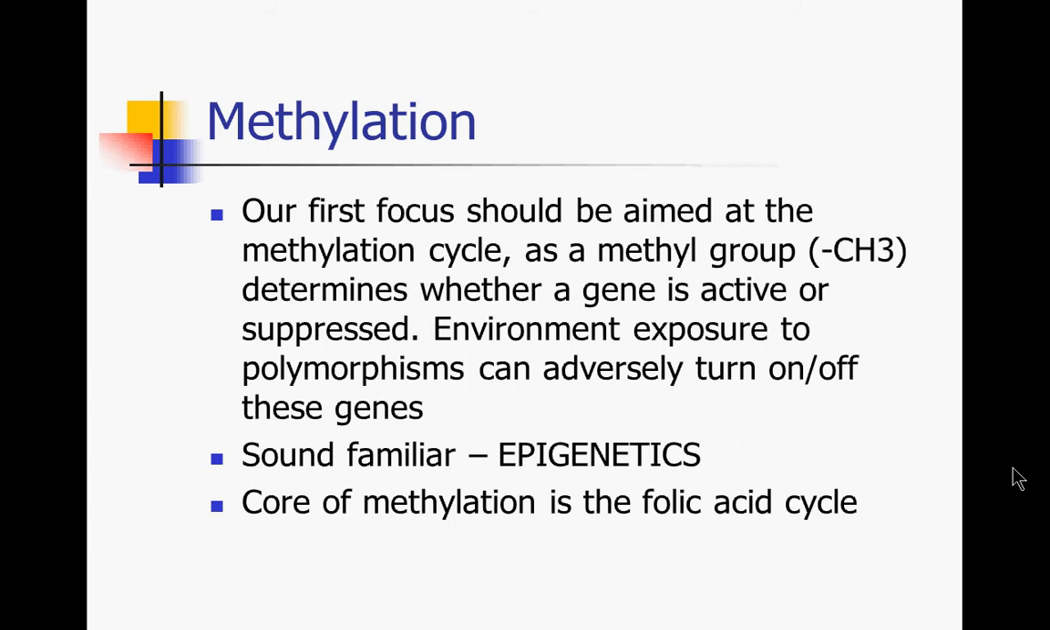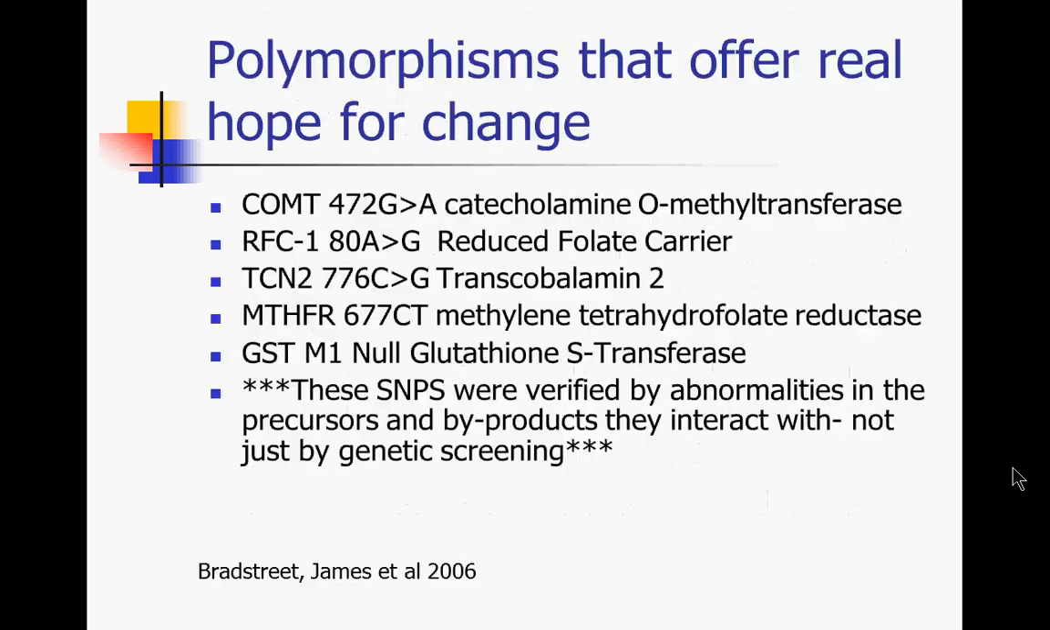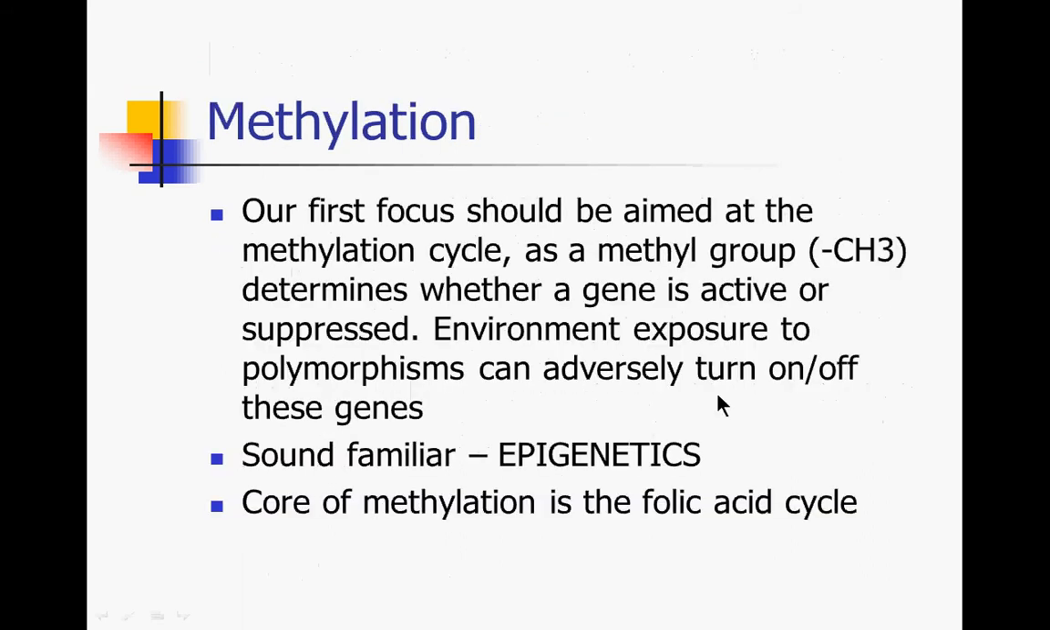And the core of methylation is the folic acid cycle. Well, if we remember right here, the reduced folate carrier is an abnormal problem. We have an abnormal folic acid cycle. Therefore, we have abnormal methylation. So genes are going to be turned on when they shouldn't be, and genes are going to be turned off when they should be on.